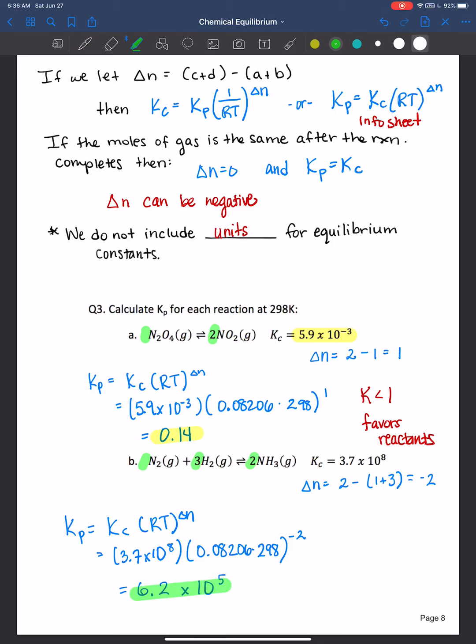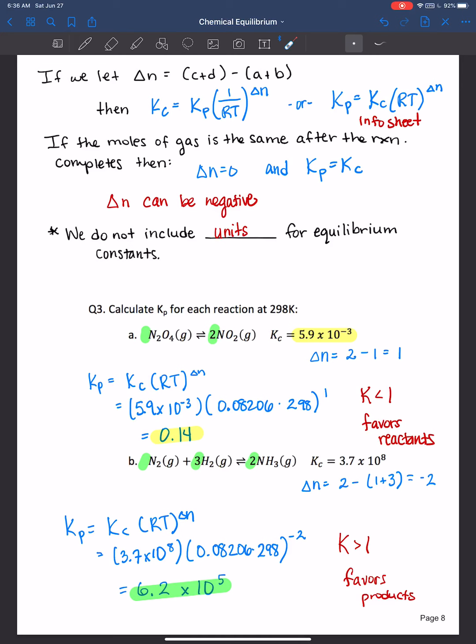And does this favor products or does this one favor reactants? Excellent. This definitely favors products for sure. K is greater than 1. And for both Kp and Kc, they will always agree with one another in terms of whether it favors products or reactants. And as you see here, Kp is not equal to Kc. Same for the other one too. They're not equal to one another.